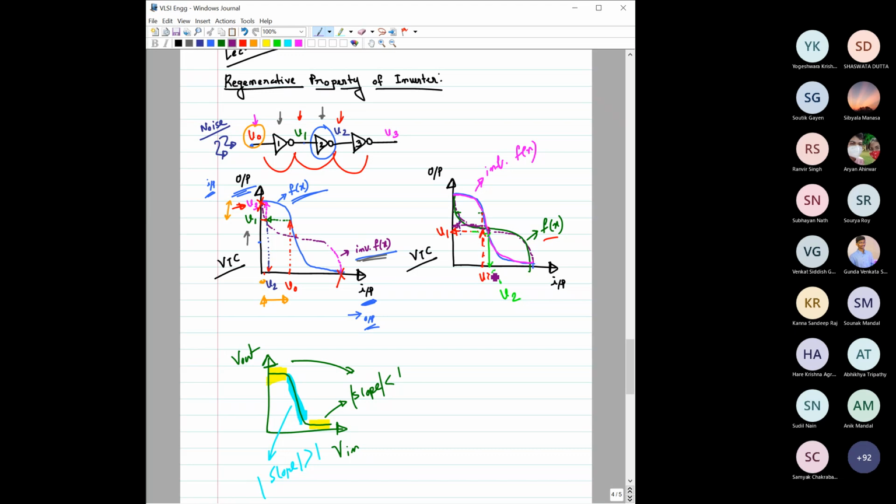As you can see from here, you have given this V naught, but instead of coming to this place, it is actually diverging in the other way. So if this characteristic is not there, that is, a region inside where the slope is greater than 1, surrounded by two regions where the slopes are less than 1, then if you introduce any noise, that noise eventually gets amplified and propagates through multiple gates.